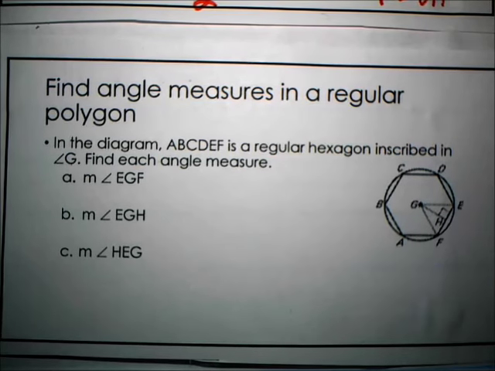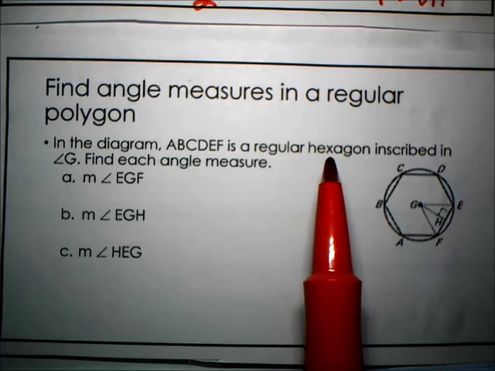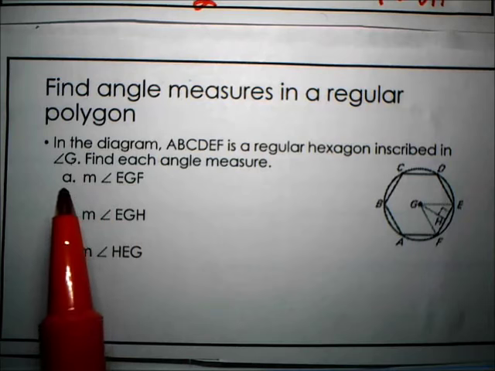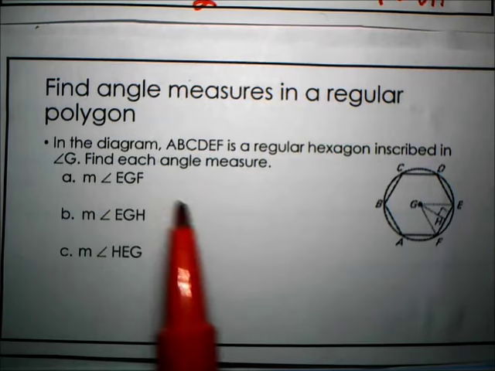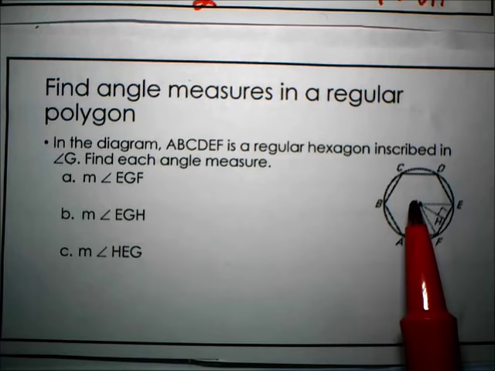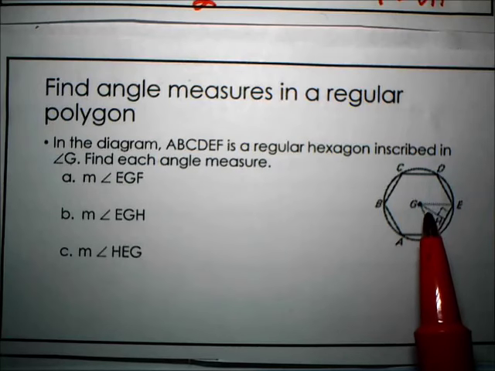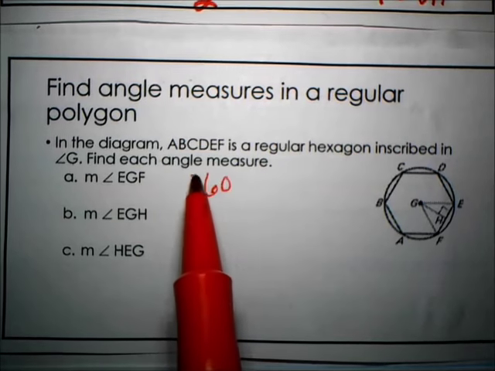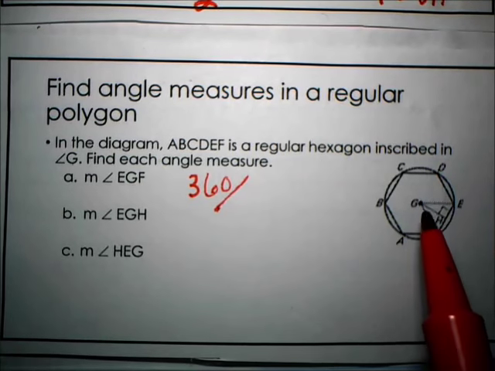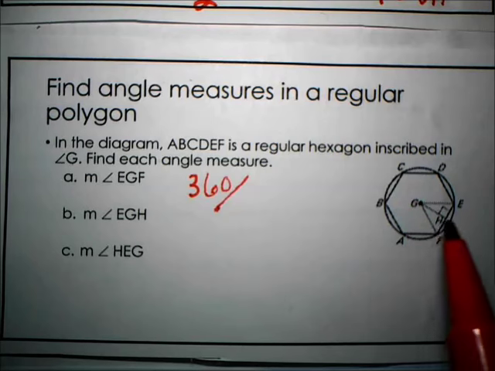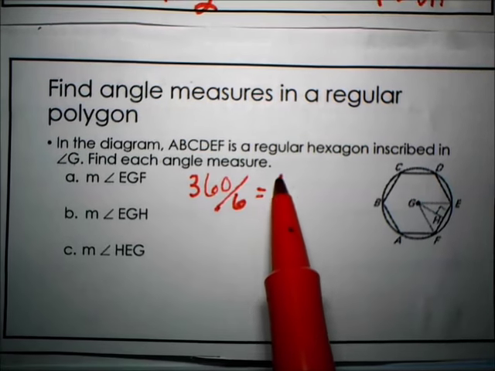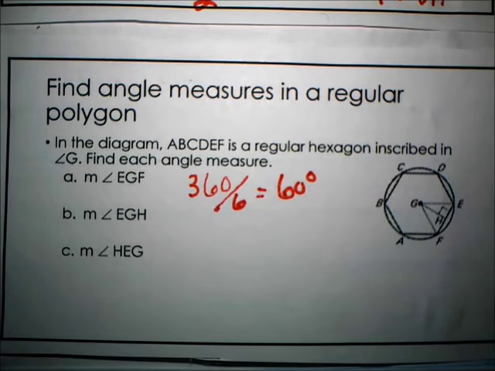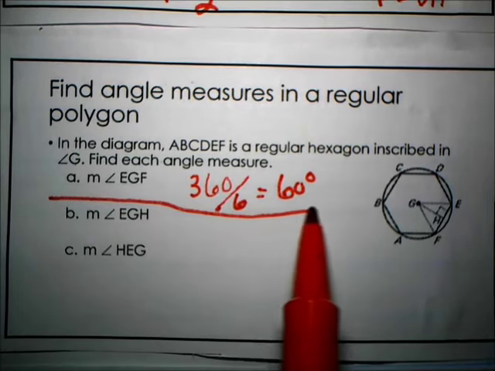Okay, on this one it has the hexagon, which means it's 6 sides, inscribed inside the circle. It says find each angle measure. The first one, EGF, is the entire angle, which is a central angle. So the way to find that is to take 360 and divide it by the number of sides, 1, 2, 3, 4, 5, 6. So you divide by 6, and that means it is 60 degrees. That would be the first one.